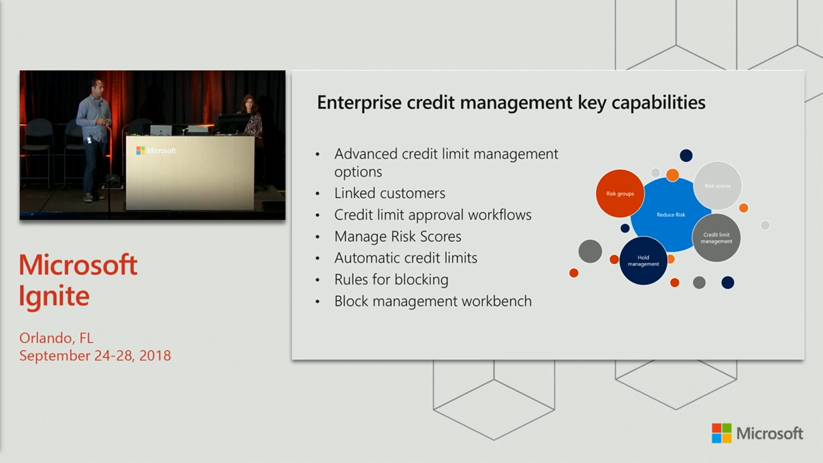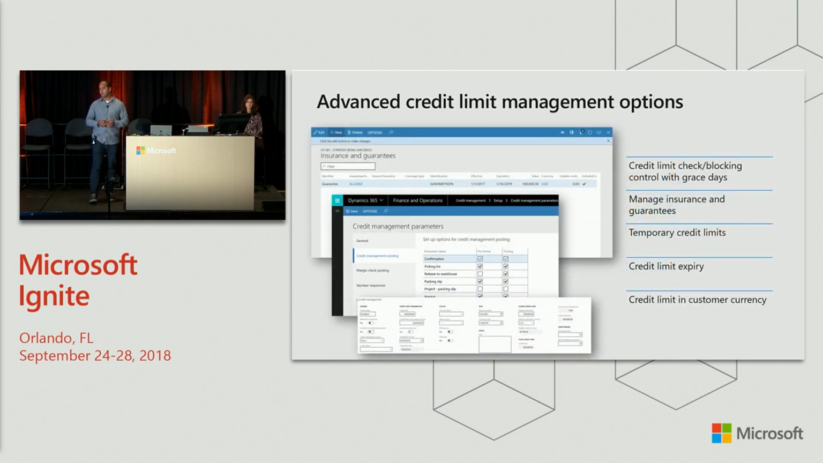So we'll double-click again on the enterprise credit management and go a little bit into detail because of the questions that we are getting around this acquisition. Like I said, we get a lot of advanced functionality around the credit limit management. Some of the options that you get is credit limit check and blocking control becomes more granular when you think of business processes. You'll be able to do credit limit check and blocking at places like confirmation, picking list, packing slip, release to warehouse, project invoices, so on and so forth. You are also able to now manage insurance and guarantees on the customer account. These insurance and guarantees can either add to the credit limit or can stay by themselves.